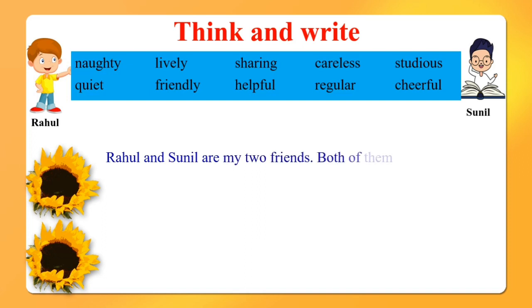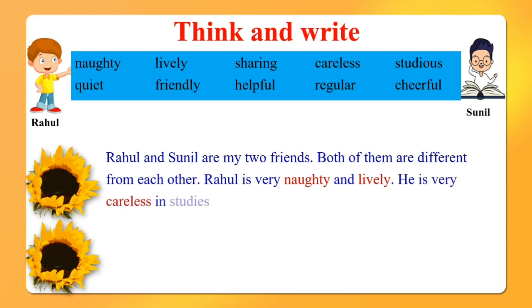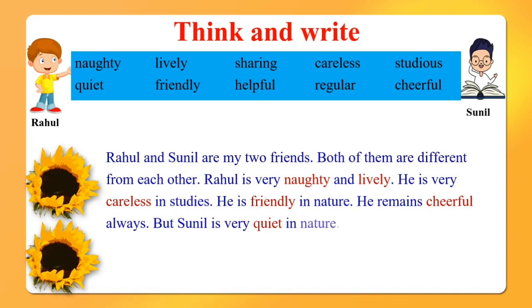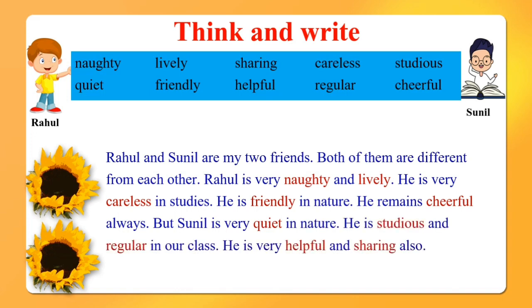Rahul and Sunil are my two friends. Both of them are different from each other. Rahul is very naughty and lively. He is very careless in studies. He is friendly in nature. He remains cheerful always. But Sunil is very quiet in nature. He is studious and regular in our class. He is very helpful and sharing also.